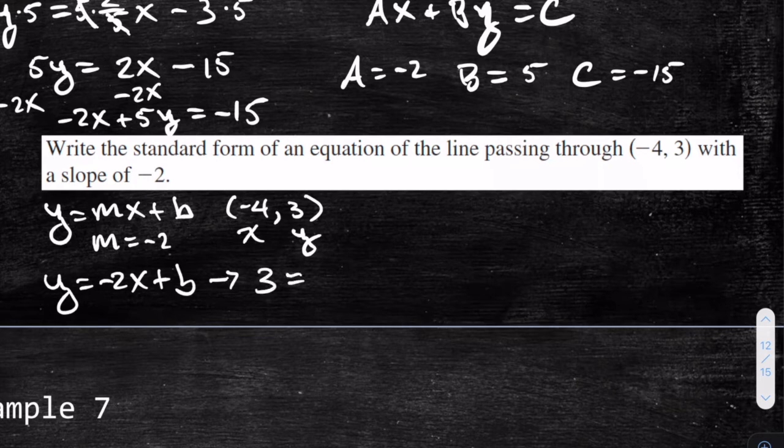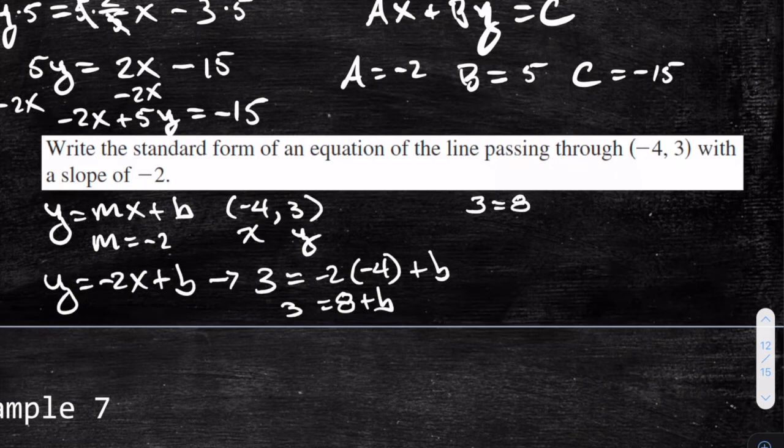So that gives me 3 is equal to negative 2, which is my slope, times negative 4, which is the x coordinate, plus b. Now look at that, everything's numbers, and we can solve for b. So we have negative 2 times negative 4, negative times negative is a positive, that's 8, plus b is equal to 3. Let's bring this up here. 3 is equal to 8 plus b.